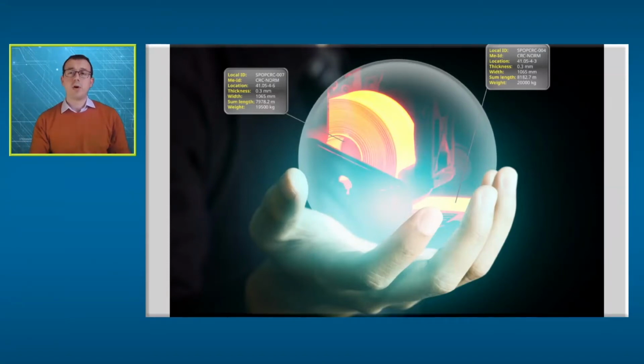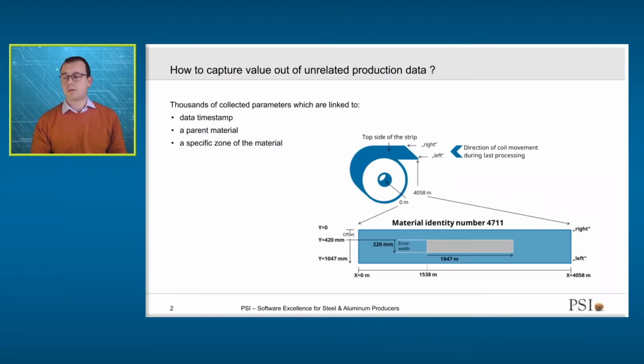Nowadays, we collect more and more data in the steel plants. Thousands of parameters are tracked by sensors about production control, quality control, material logs, process logs, equipment wear, maintenance data, and so on. But how can we capture value out of this bunch of unrelated data?